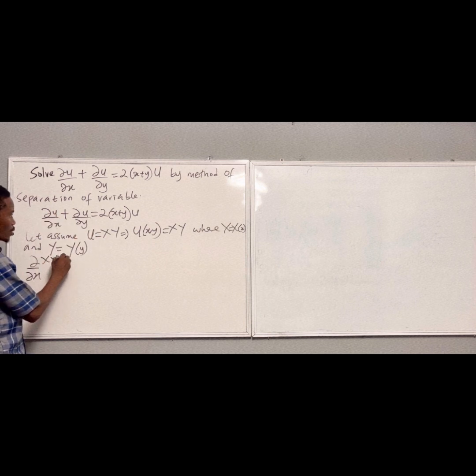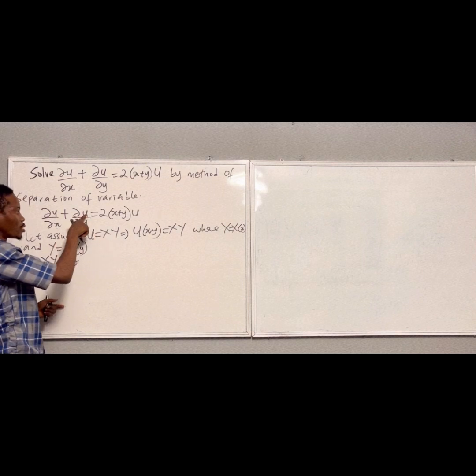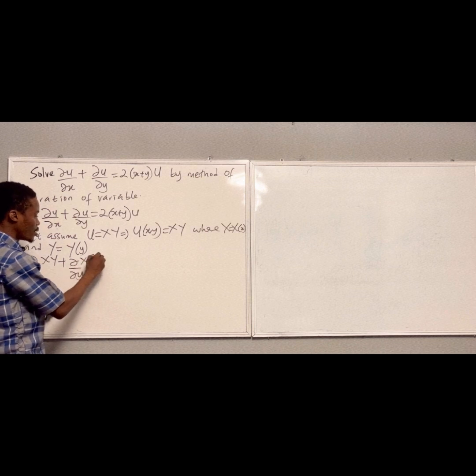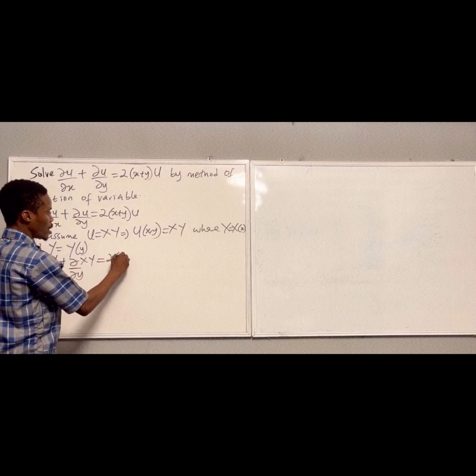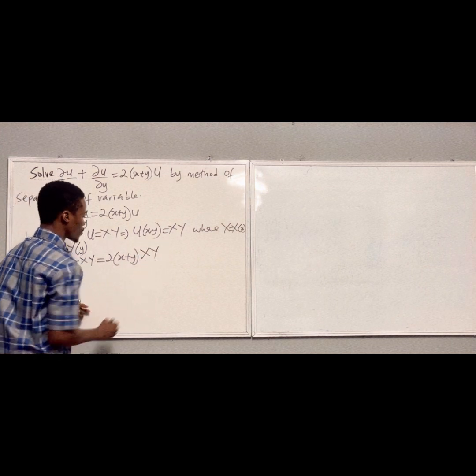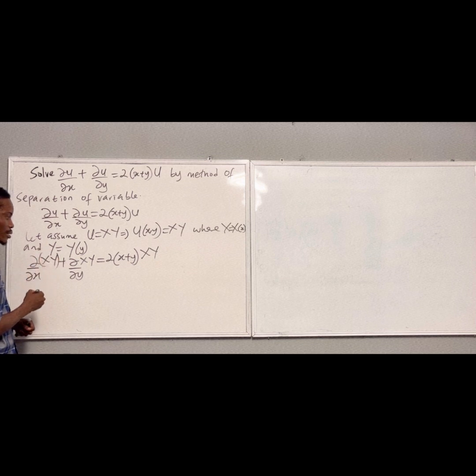plus ∂u/∂y, where u is XY, so ∂(XY)/∂y, equals 2x + y, where u is XY. After this, I am going to differentiate this XY, let me put it in brackets, with respect to x.